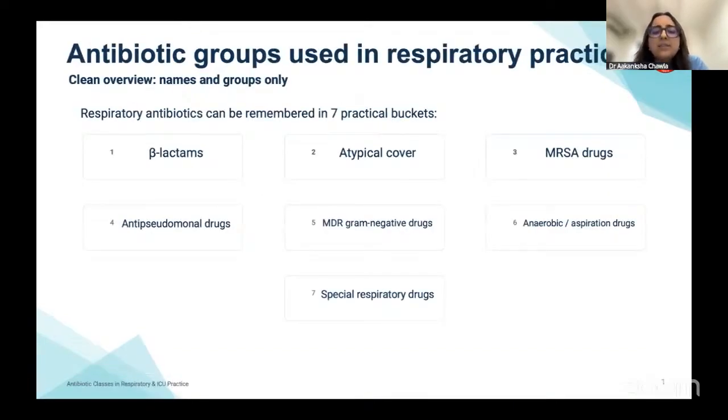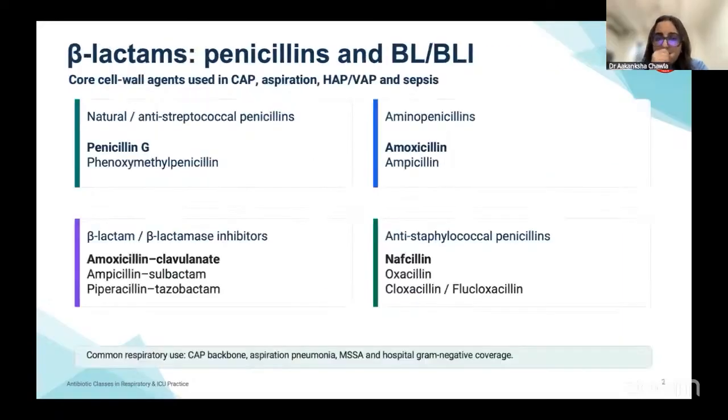There are various antibiotics that we commonly use in respiratory practice, and this can be remembered under 7 practical buckets. We have the beta-lactams, the atypical cover, MRSA drugs, anti-pseudomonal drugs, MDR gram-negative drugs, anaerobic aspiration drugs, and special respiratory drugs. So, amongst the beta-lactams, we have the penicillins, that is penicillin G, the aminopenicillins, amoxicillin and ampicillin, then beta-lactamase inhibitor combinations like co-amoxiclav, ampicillin-sulbactam, piperacillin-tazobactam, and anti-staphylococcal penicillins, that is nafcillin, cloxacillin, and flucloxacillin.